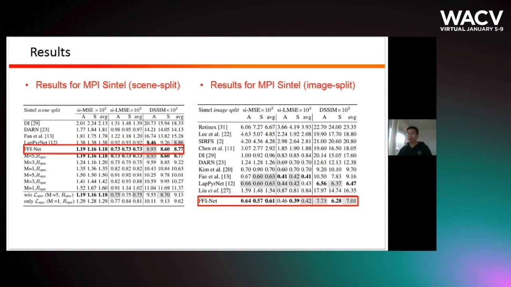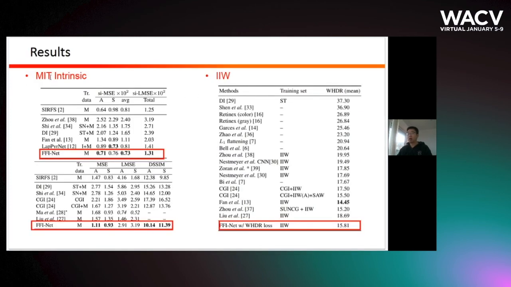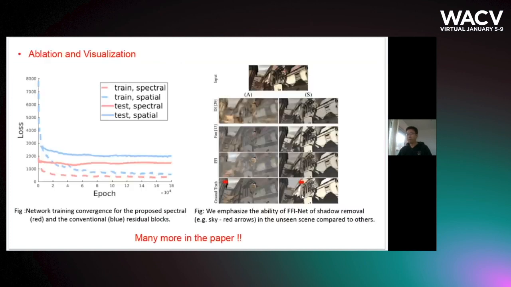Results show that our method performs the best on the MPI Sintel dataset on both scene split and image split settings. While on the MIT Intrinsic dataset, our method also performs the best overall compared to other state-of-the-art. For the IIW dataset, since its ground truth is sparse, not dense, our spectral loss actually cannot apply. But still, you can see our method performs competitively to the best performing result before.